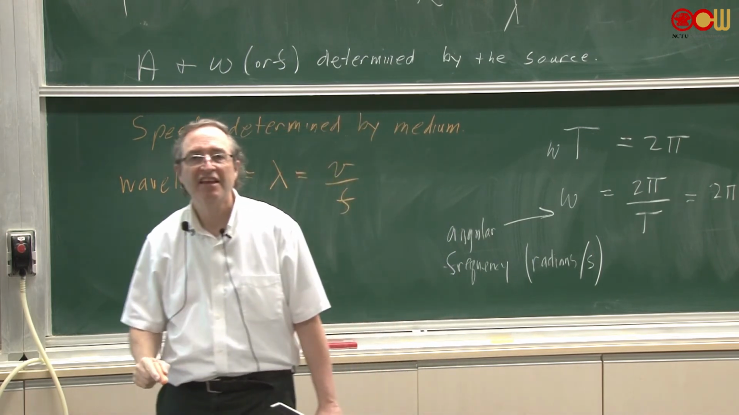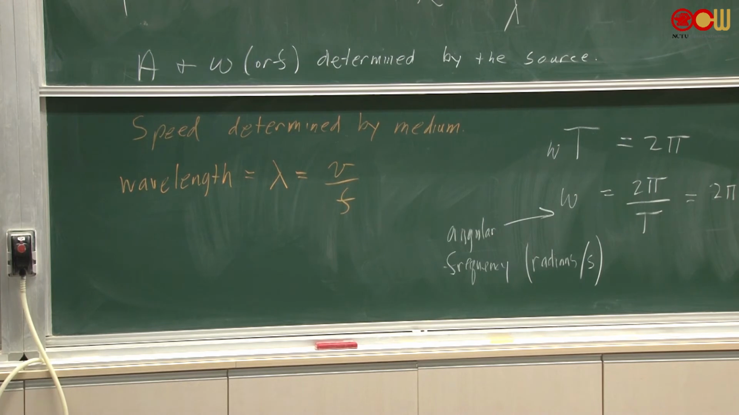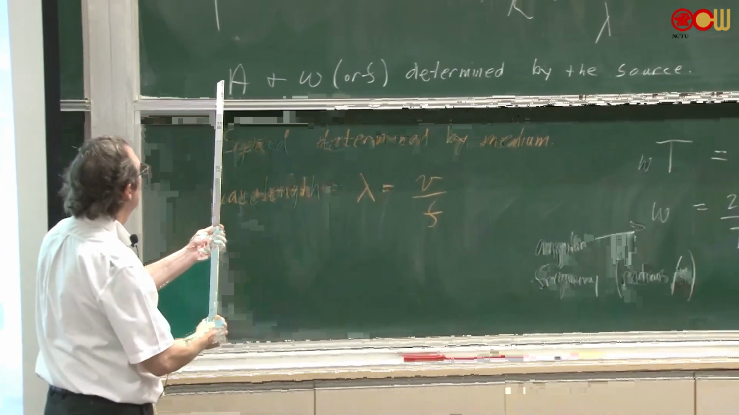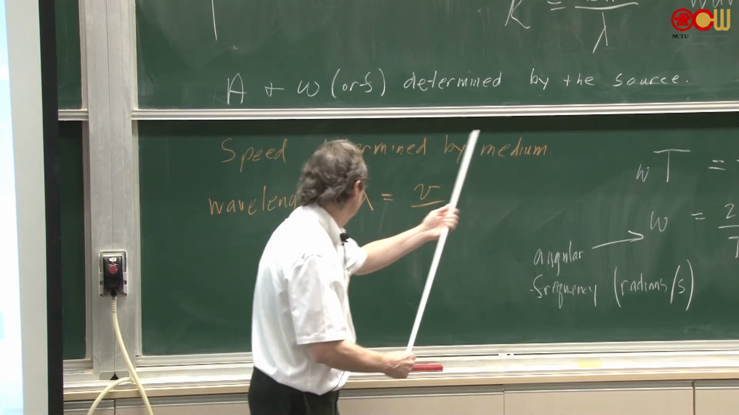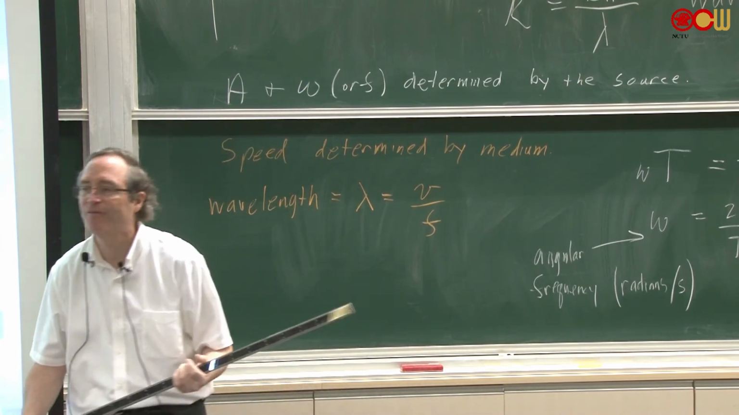So the wavelength, you cannot control directly. I can't change it by changing the source. I can't do it. I can change it by changing the medium, but that's because I'm changing the velocity. And then the wavelength is gotten from the velocity over the frequency. So we have this. The amplitude and the frequency are determined by the source. Speed of the wave determined by the medium. And then the wavelength is just given by that formula.